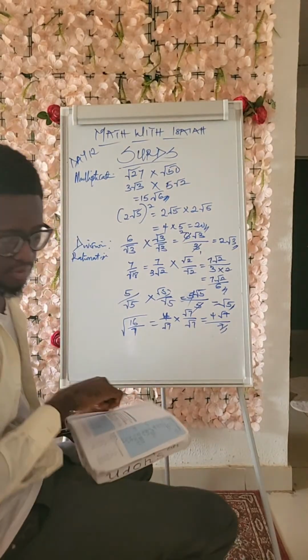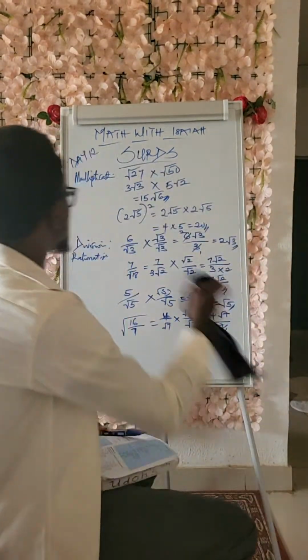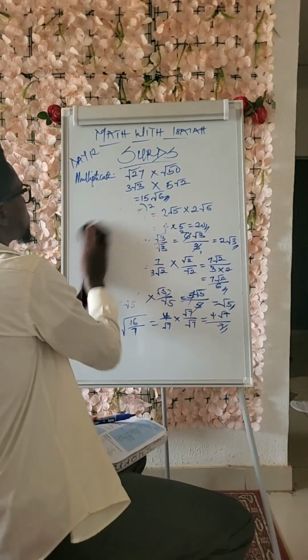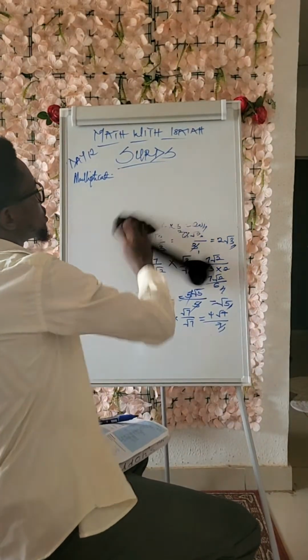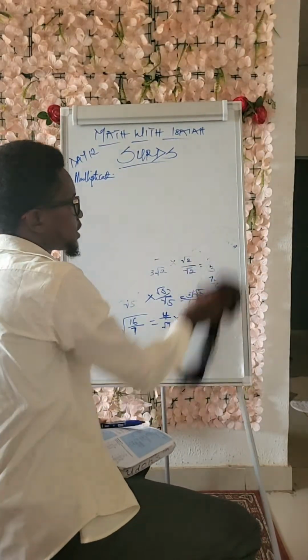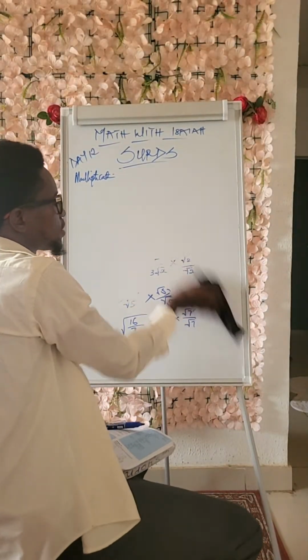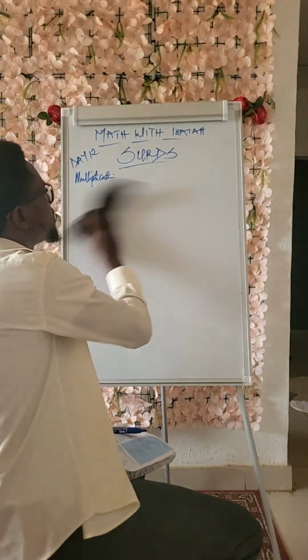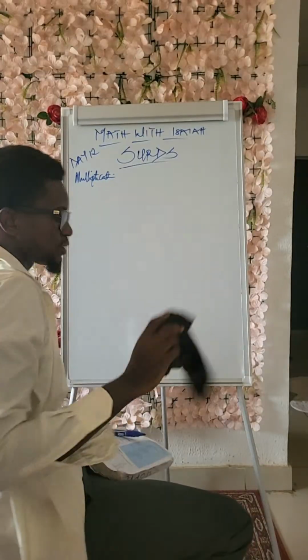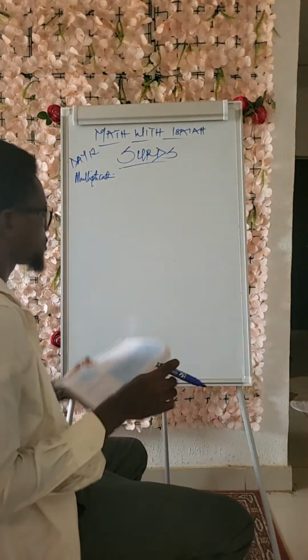So this is how you solve something like this, very quickly and straight to the point. When you're multiplying, you multiply individually. When you're adding, you make sure that they have the same root before you can add. If they don't have the same root, you stop there. When you're dividing, you're rationalizing, you're multiplying both the numerator and the denominator with the denominator. That's how you rationalize.